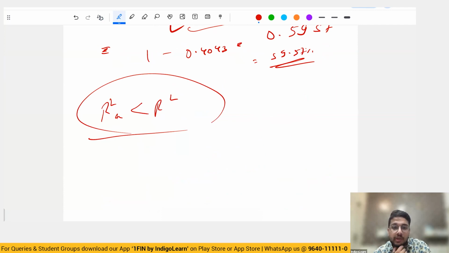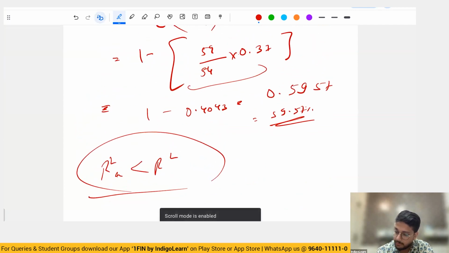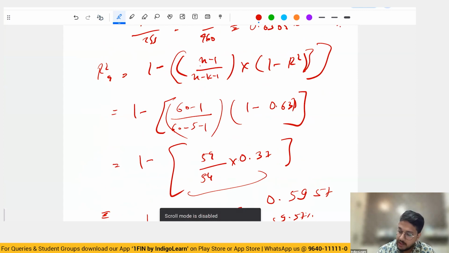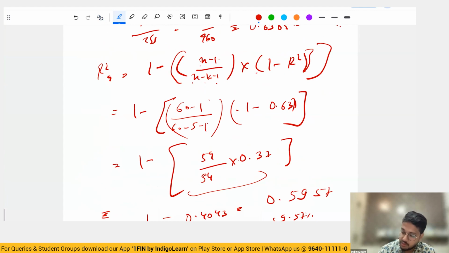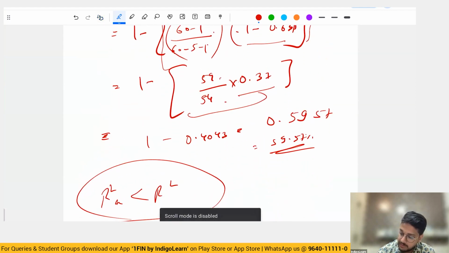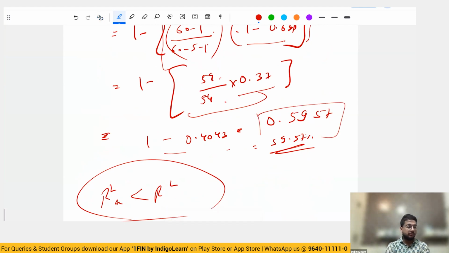Okay. Rohit has a question, sir. Adjusted R square, please show again, sir. One second, I'll show it to you. So I have just put in the values. N minus 1 is 60 minus 1, n minus k minus 1 is 60 minus 5 minus 1, and into 1 minus R square, 1 minus 0.63. So I have solved the bigger bracket first. So this is 59 by 54 into 0.37. This is 1 minus this, which is this value. I hope it is clear now.